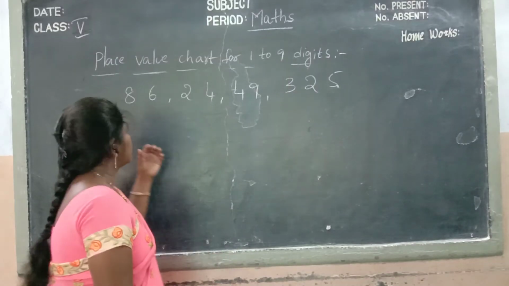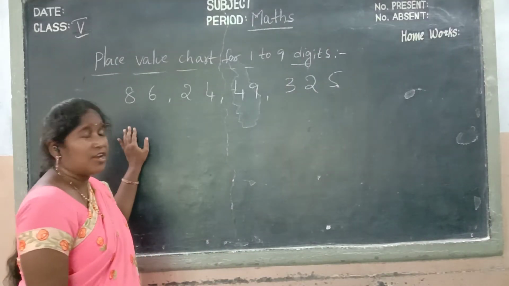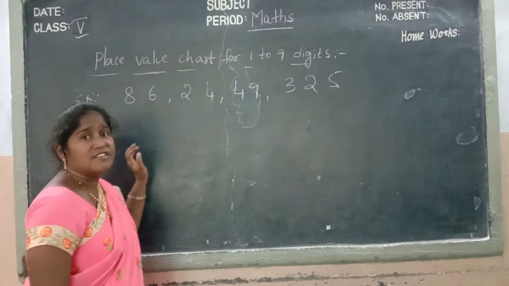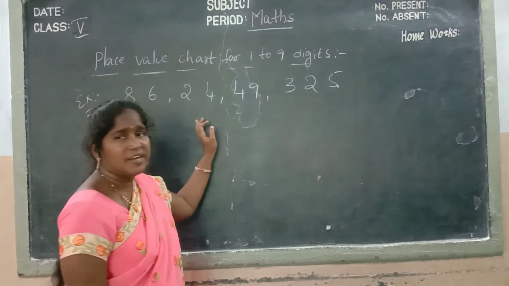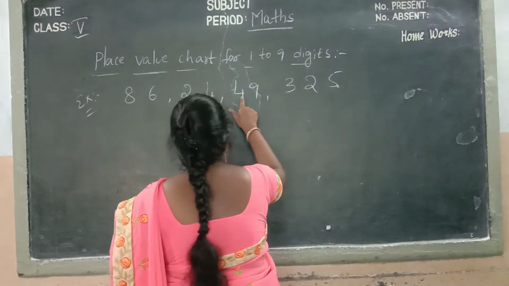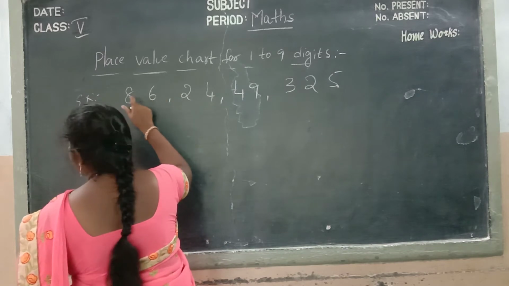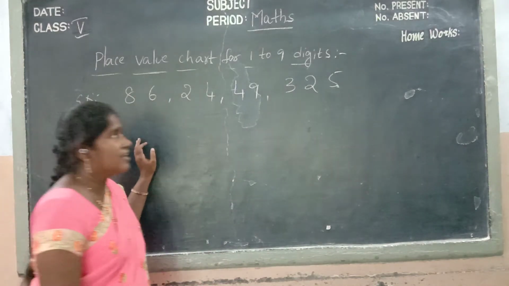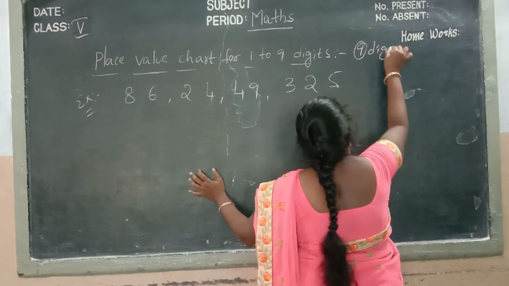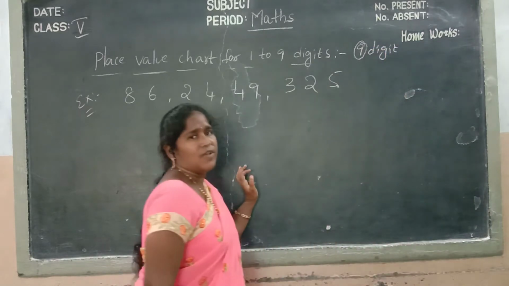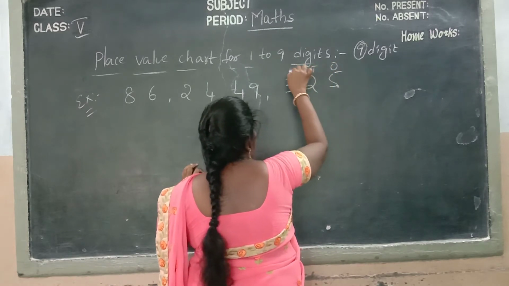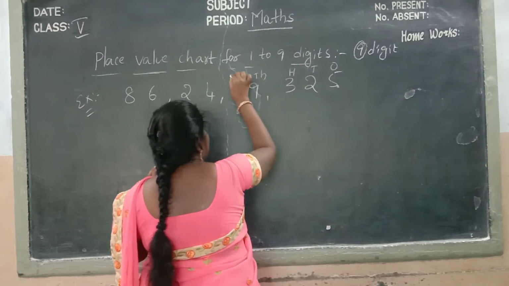Okay, children. I am saying one of the example sums. See, children, how to write the place values in the easiest way. See, children, how many digits are there here? 1, 2, 3, 4, 5, 6, 7, 8, 9. 9 digits. So first we want to write the place values, children. That is ones, tens, hundreds, thousands, 10,000s.